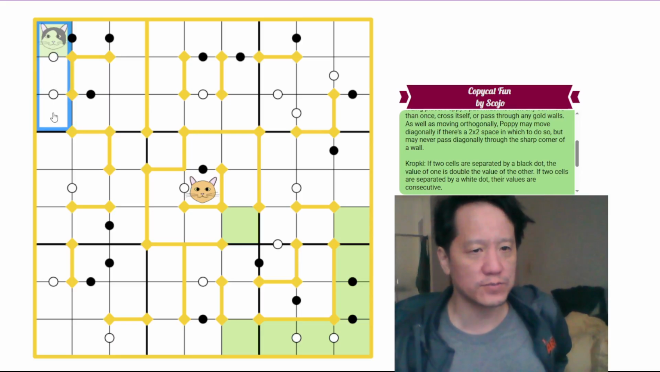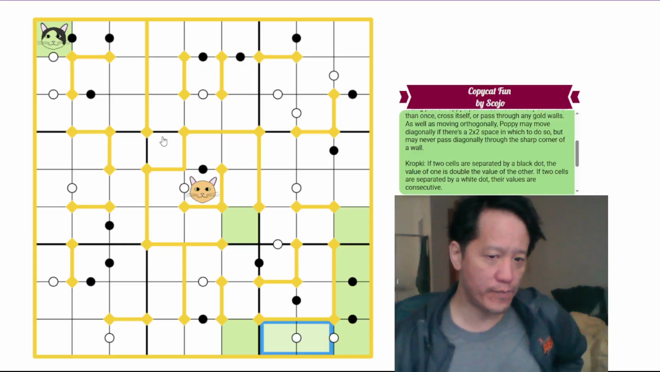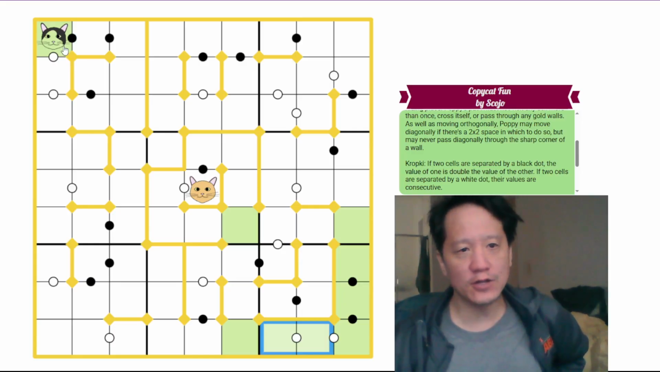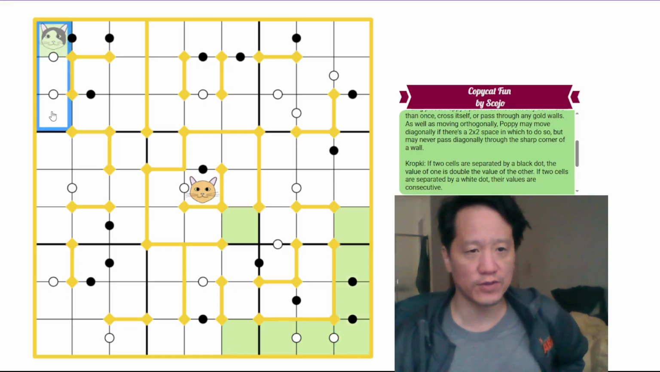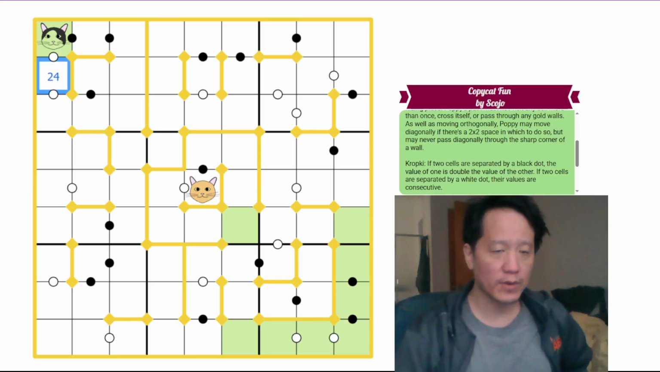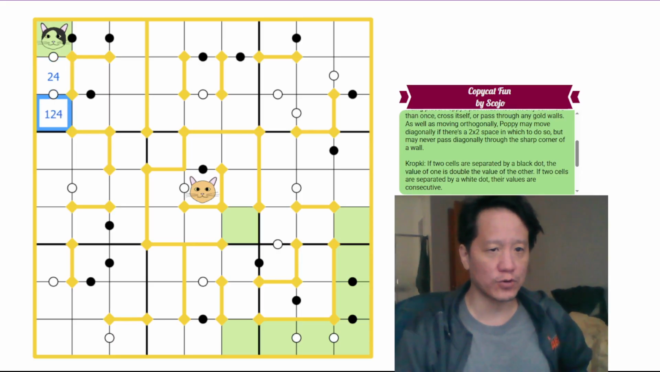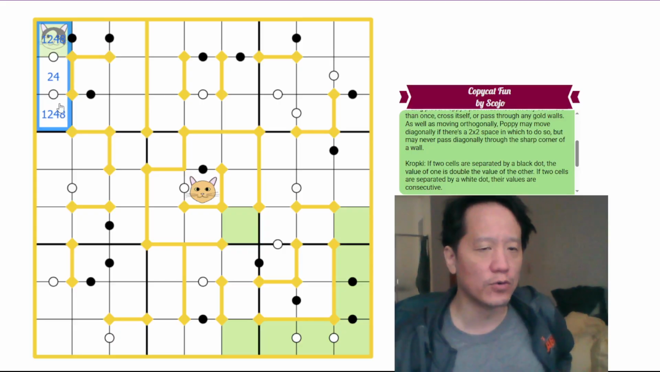If Poppy goes this way, that means these digits are all consecutive, and then these two must be consecutive with... Okay, either way, we know these digits are in a 1-to-2 ratio guaranteed, because these are copycat, and values must match that. So this is 2 or 4. And it must be 1, 2, 4, or 8 here. 1, 2, 4, or 8 here. And we're guaranteed 2 and 4 have to be in this set.